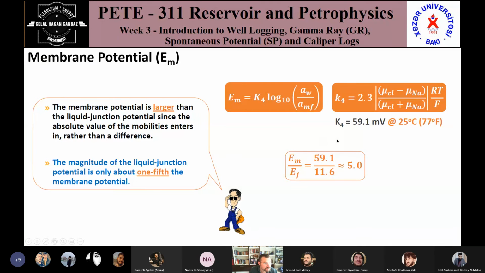We already gave this. So herein, the same thing we are using as K4. When I put the K4 for the same parameters, I calculate my membrane potential. What happens? The values, of course, are different when we compare. Okay, the values are totally different. So, as you can see, on average, the membrane potential and liquid junction potential ratios are around 5.